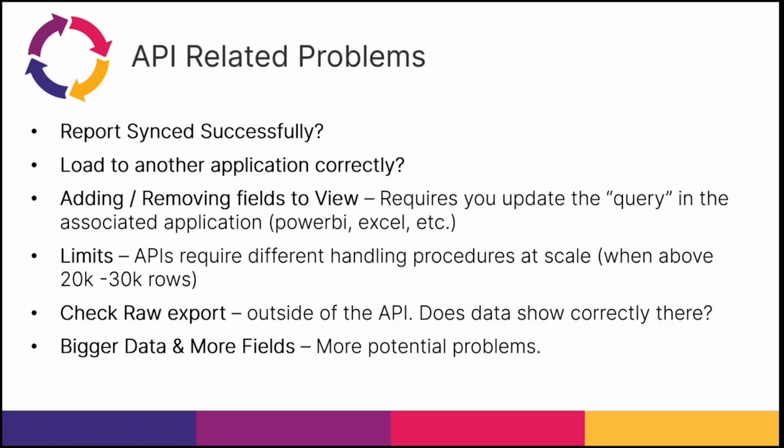Be aware of limits. As I said, the APIs start to fail at larger sizes. That's at 20,000, 30,000 rows, or if you have many fields selected, it might be less. Generally speaking, bigger data and more fields are going to cause more potential problems with your APIs.